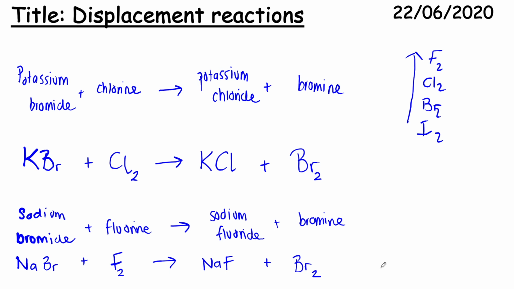Let's have a go at balancing these symbol equations now. I'm going to change the colour of the pen so we can see what's going on. The first thing to do, if you remember the balancing equations video, is separate each side of the reaction. We need to separate the things on the left, the reactants, from the things on the right, the products. And then what we do is we're going to start by balancing whatever is unbalanced.